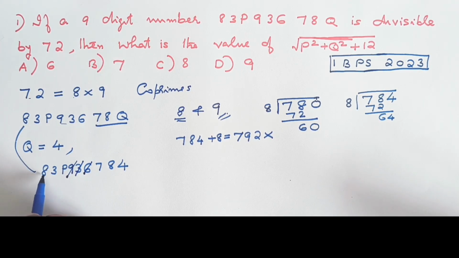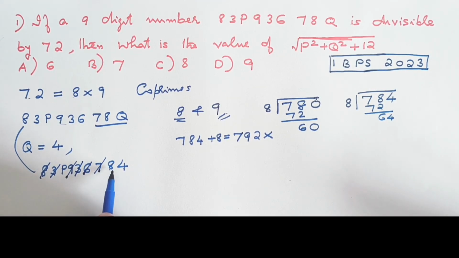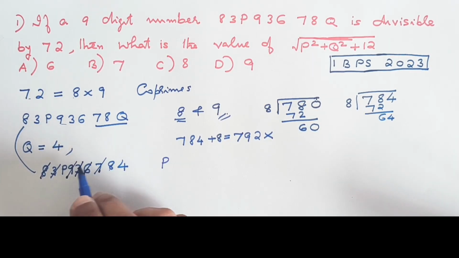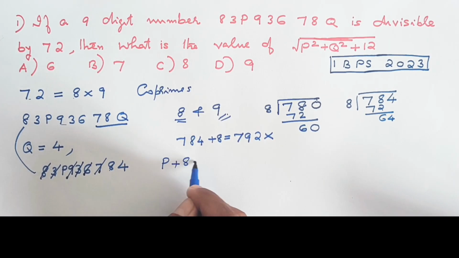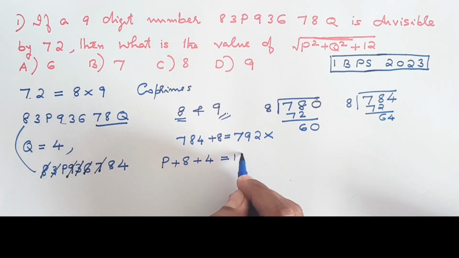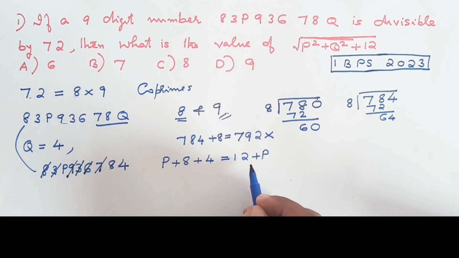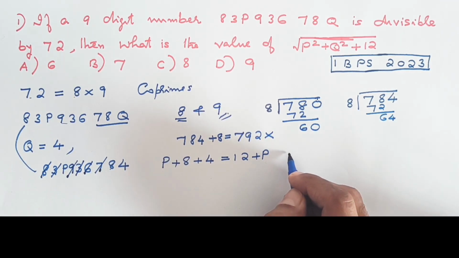Then look at the other numbers. 8 plus 3, 11. 11 plus 7, which is 18. And that's a multiple of 9. So you can remove these three. Then you are left with 8, 4 and P. Obviously 8 plus 4 is 12, which is not a multiple of 9. So you keep it as it is here. And these three remaining numbers, which are P, 8, 4, you just add. You get 12 plus P. So as per the rule of divisibility, this 12 plus P is to be a multiple of 9.